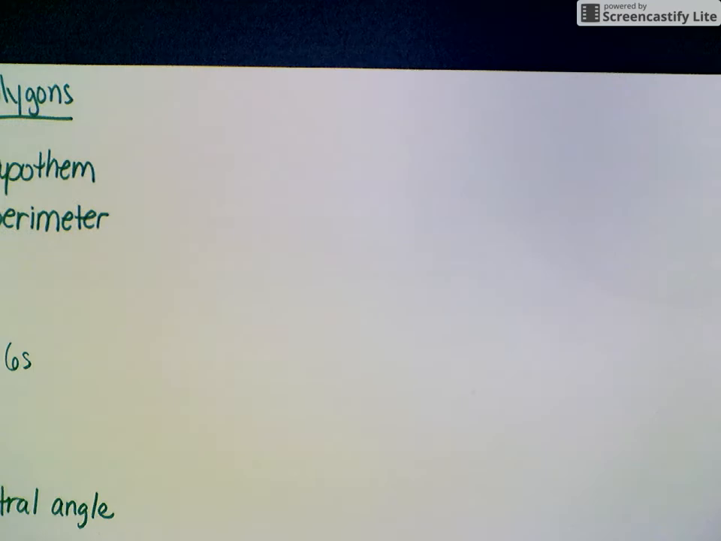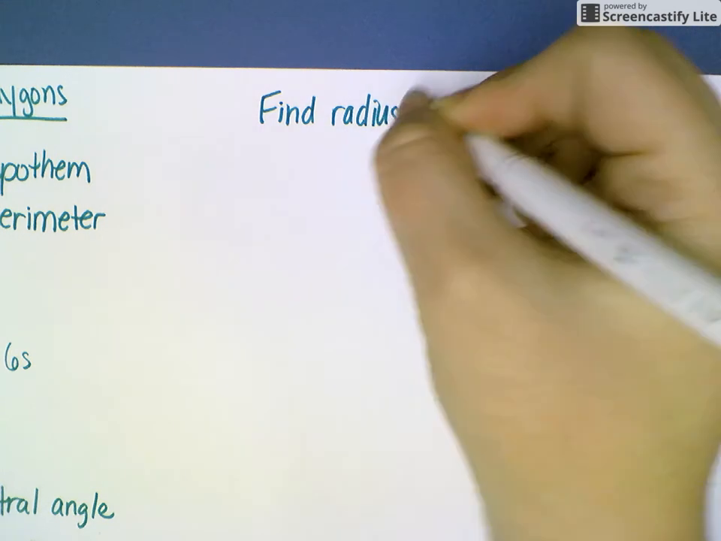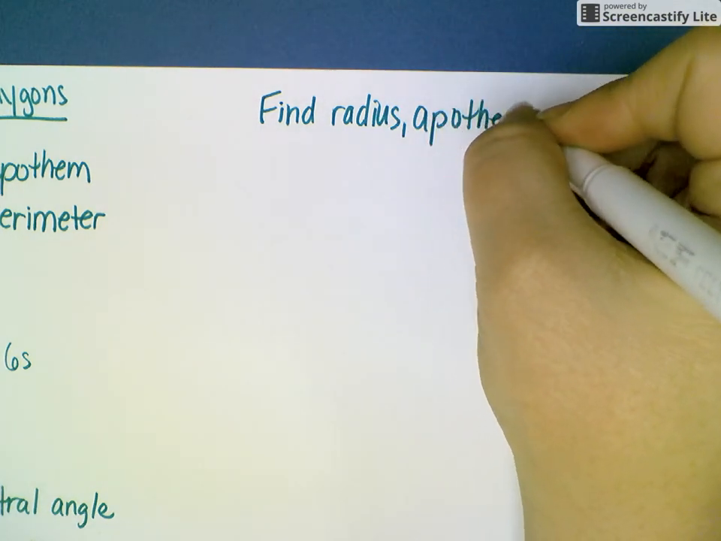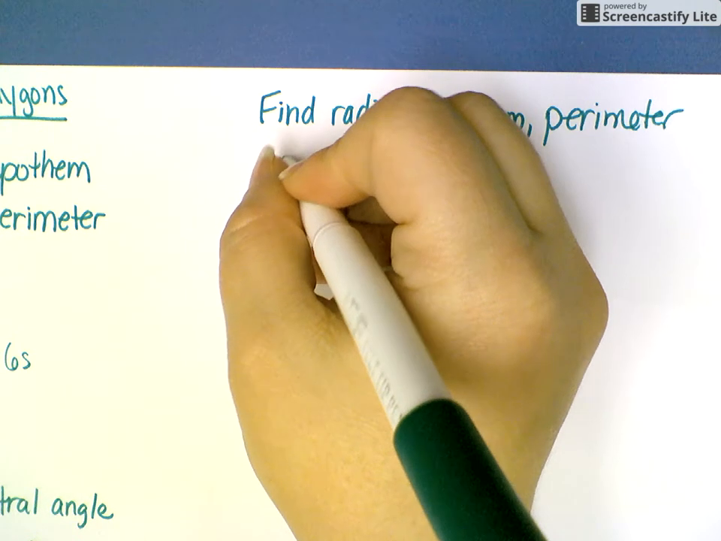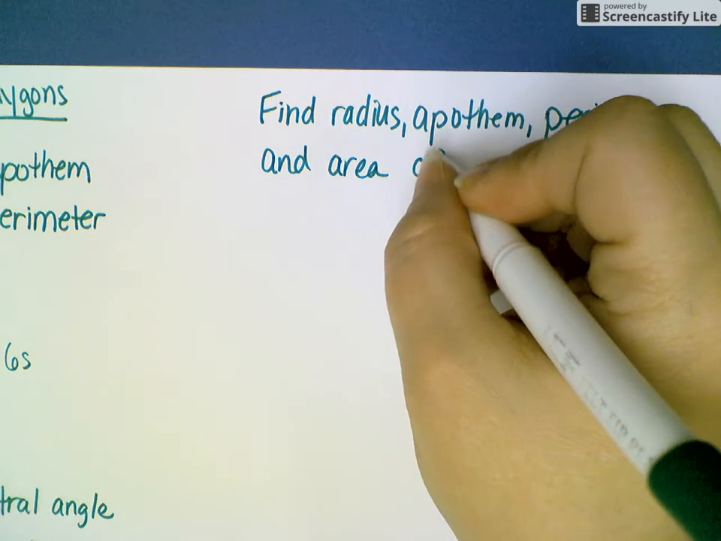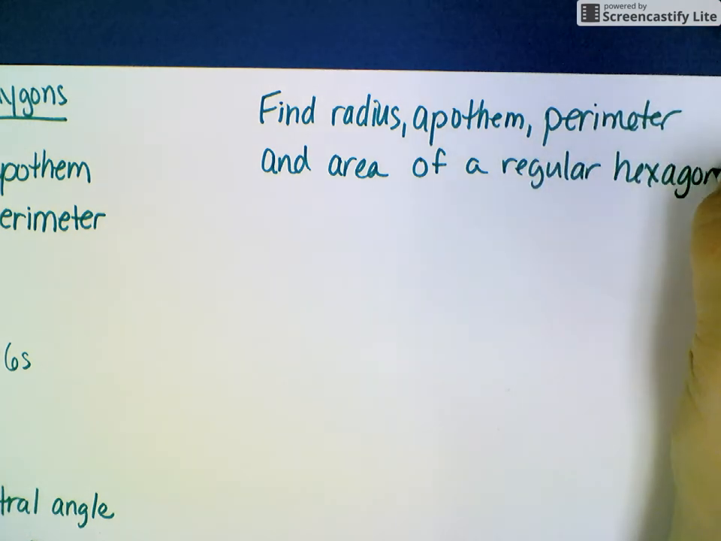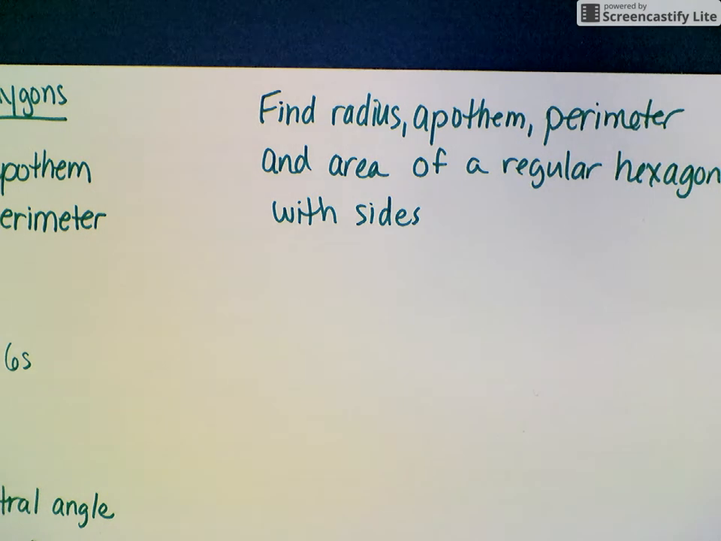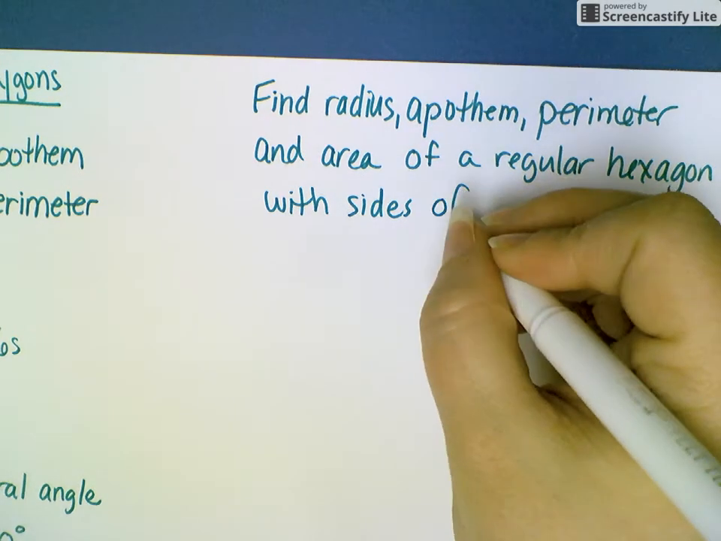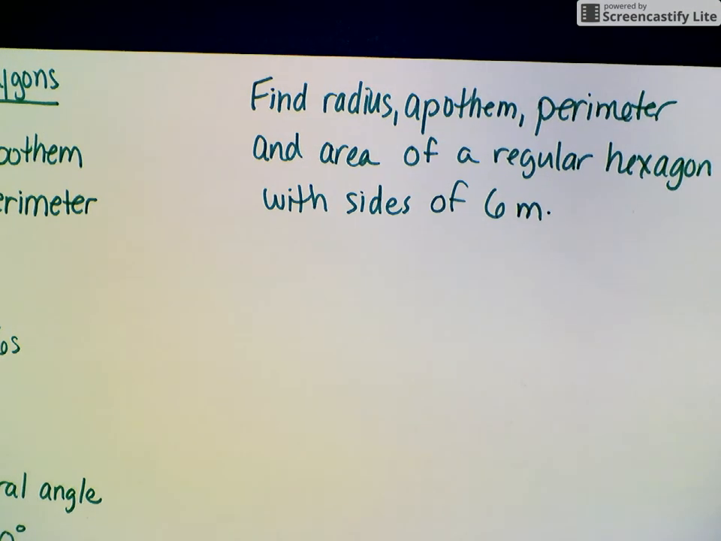Excuse me. So let's take a look at our first example. We're going to find the radius, the apothem, the perimeter, and the area of a regular hexagon with sides of 6, let's do 6 meters. All right, so we're going to be looking for 4 things.